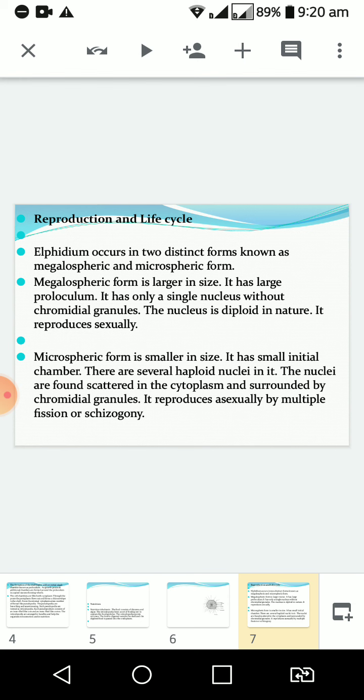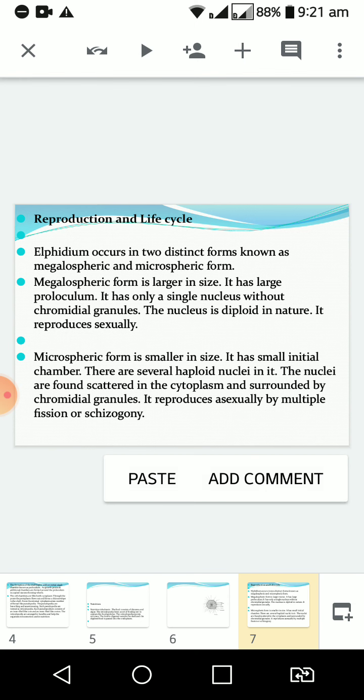The megalosporic form is large in size and has a large proloculum. It has only a single nucleus without chromatidial granules, and the nucleus is diploid in nature and it reproduces sexually. So megalosporic forms always go for sexual reproduction. This is important, the main characteristic feature of megalosporic forms.